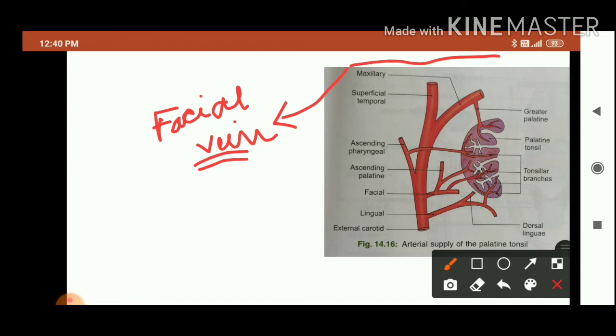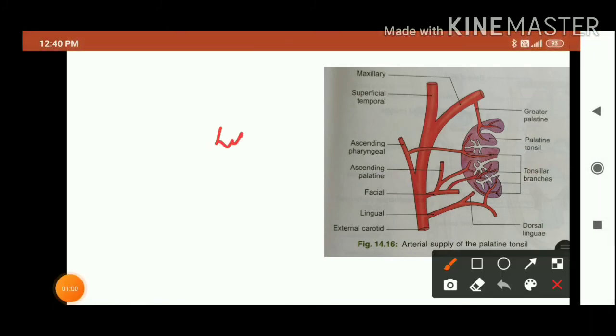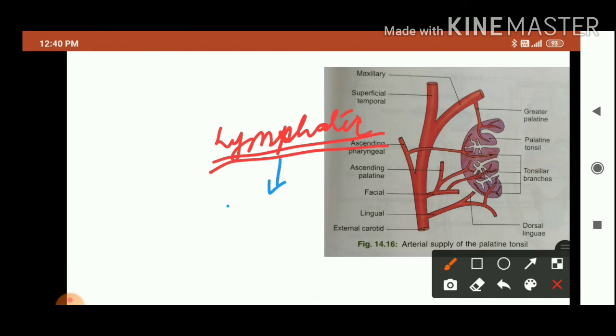The blood will be carried from the palatine tonsil to the facial vein, and along with it I have forgotten to write one thing, which is the lymphatic drainage. The lymphatic drainage of palatine tonsil is also very important. So the lymphatic drainage is through the jugulodigastric lymph node. Jugulodigastric lymph node.